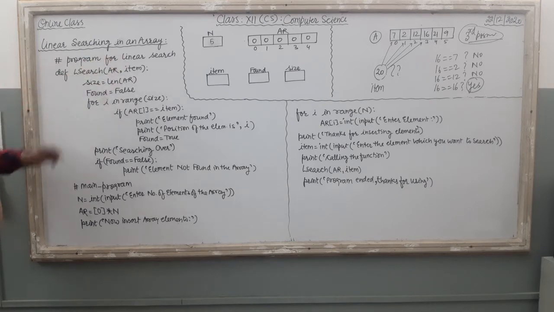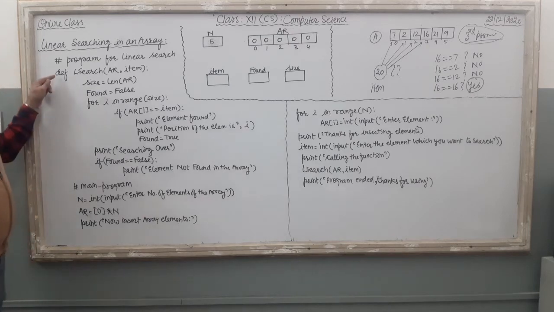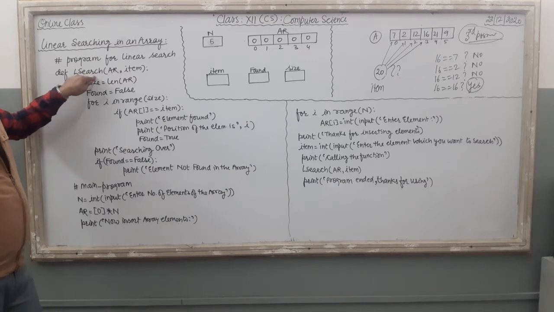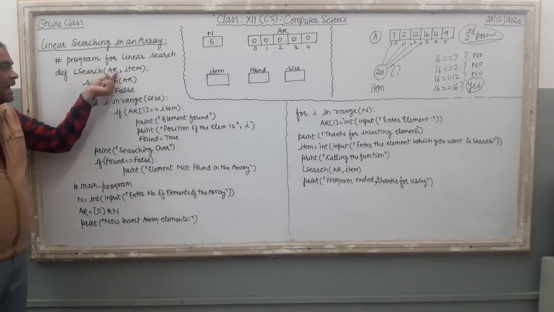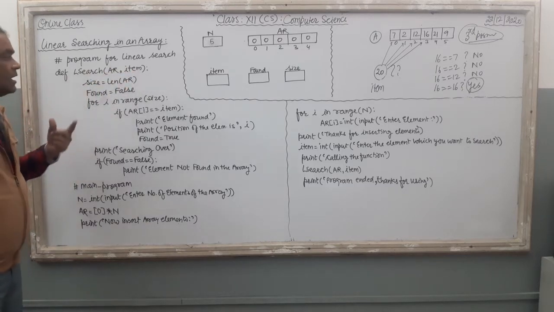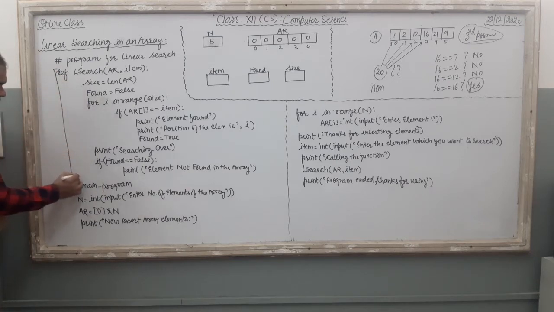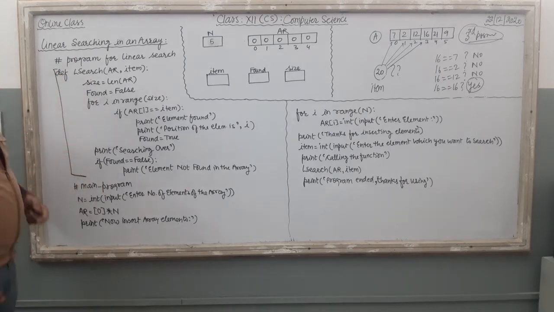No issue. Comment remains same. It is a non-readable line. Then def L search. One function is created. Name of the function is L search, and it will take AR, some object of Python, and item from outside. Right? So here it is the function header, and then this one it is the function definition.